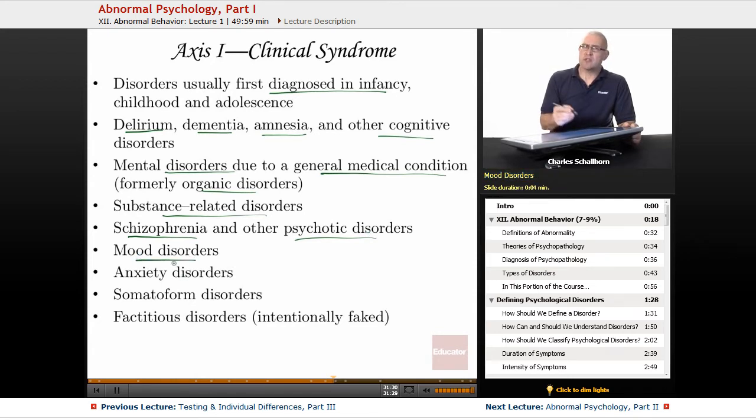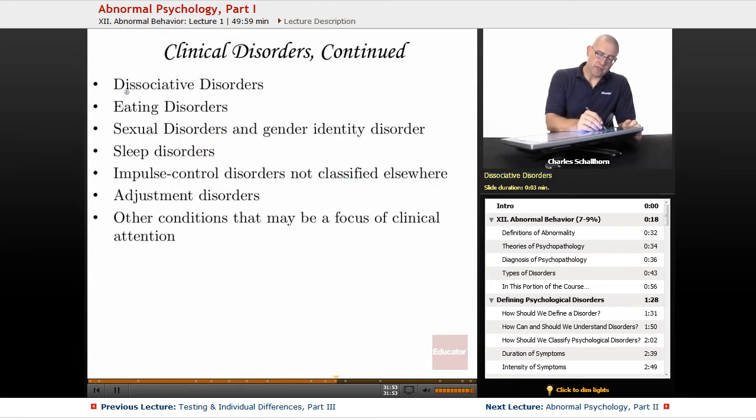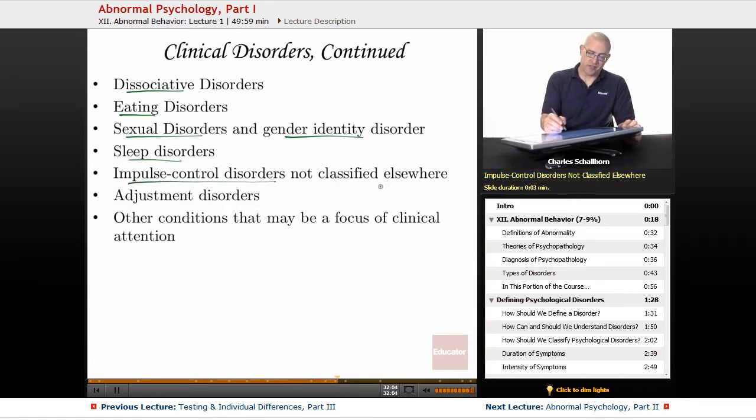We also deal with mood disorders, depression, bipolar disorder, anxiety disorders, OCD, PTSD, somatoform disorders. And then there are what are called factitious disorders, and these are intentionally faked. We do not need to worry about those. Again, there are those categories we've already gone over, but these are part of Axis 1. Also part of Axis 1 are dissociative disorders, eating disorders, sexual disorders including gender identity disorder, sleep disorders, impulse control disorders that are not classified elsewhere, adjustment disorders, and other conditions that may be a focus of clinical attention.